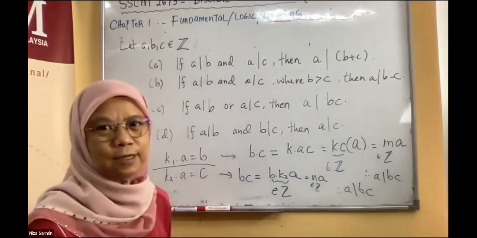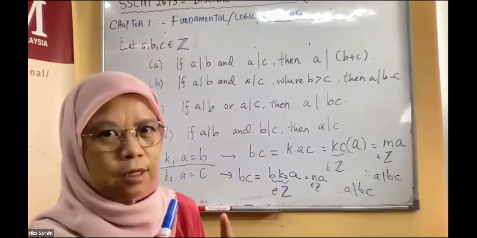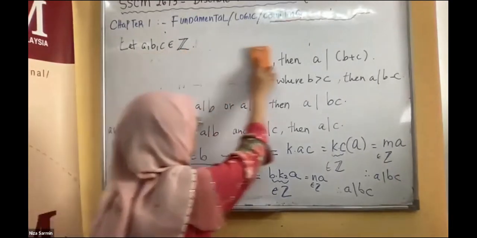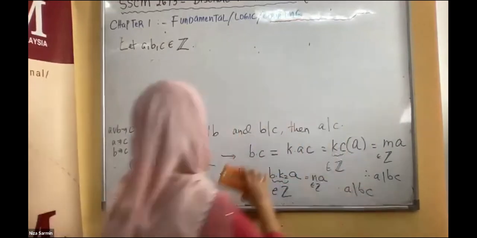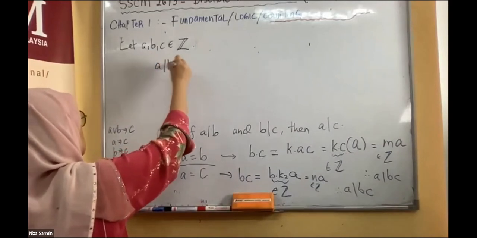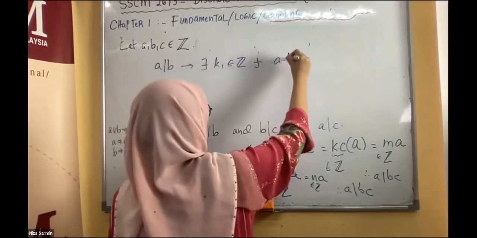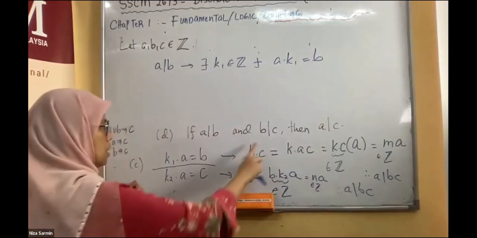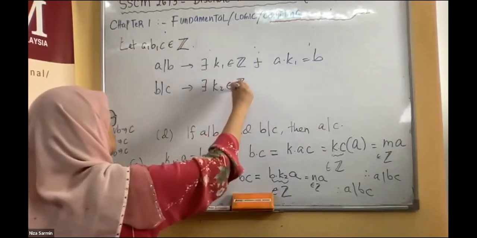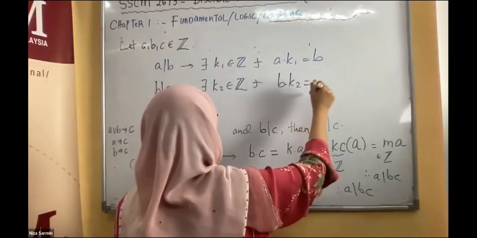All right. Now the last one. Last one is a little bit different because you combine. You don't separate into two, or you don't add, or you don't subtract. The last one says, if A divides B, so suppose A divides B, then there exists K1 in Z such that A times K1 is B. The other one is B divides C, so there exists K2 in Z such that B times K2 is C.